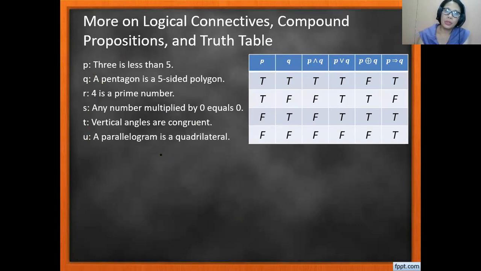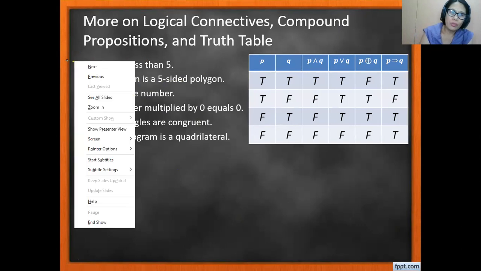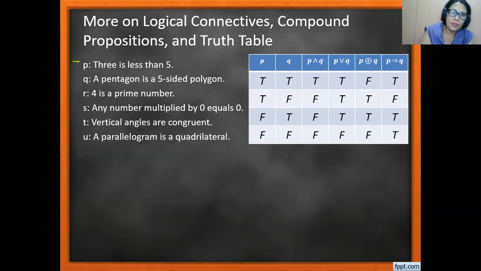So 3 is less than 5. We know that it's a true statement, right? So this is true. Okay. A pentagon is a five-sided polygon. So this is a true statement again.